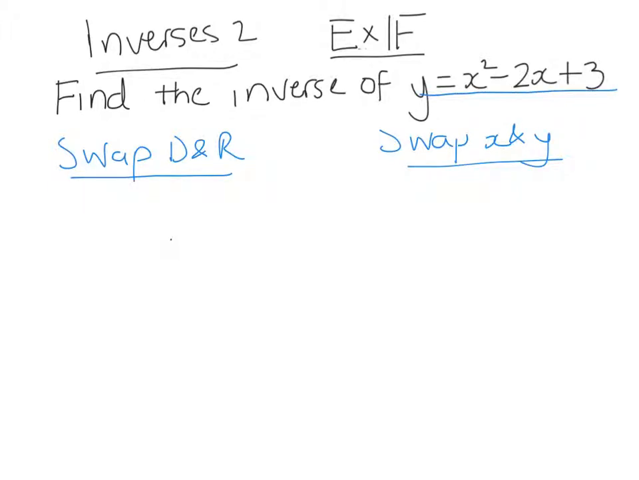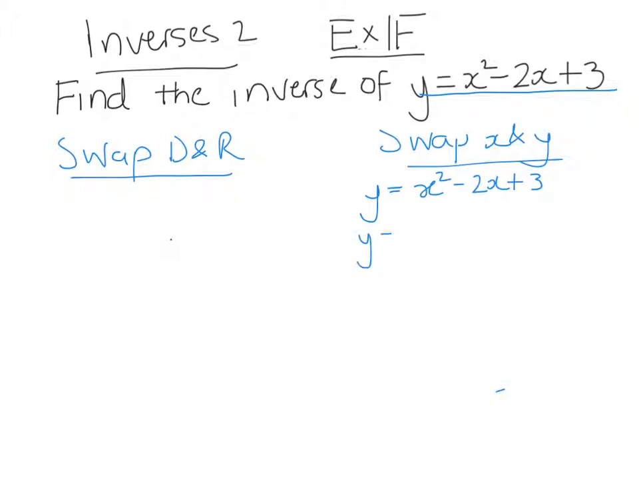Now if we look at each of these things, the problem with this parabola is it's hard to tell what's going on. So what about if we look at y equals x squared minus 2x plus 3? If we were to swap the x's and y's over, we'd end up with a y in two spots. That makes it very much more difficult. But what about if we complete the square?